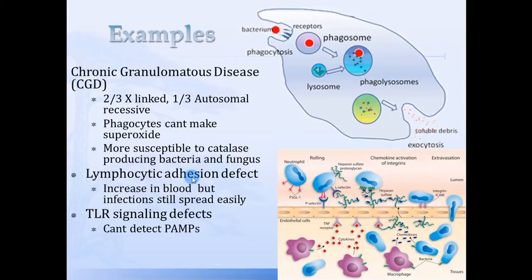I already talked about adhesion molecules, and then toll-like receptors, the ancient messengers. If those toll-like receptors are broken, they can't recognize bacteria. They can't recognize the PAMPs on the bacteria. Right? So you're more susceptible to invasion.